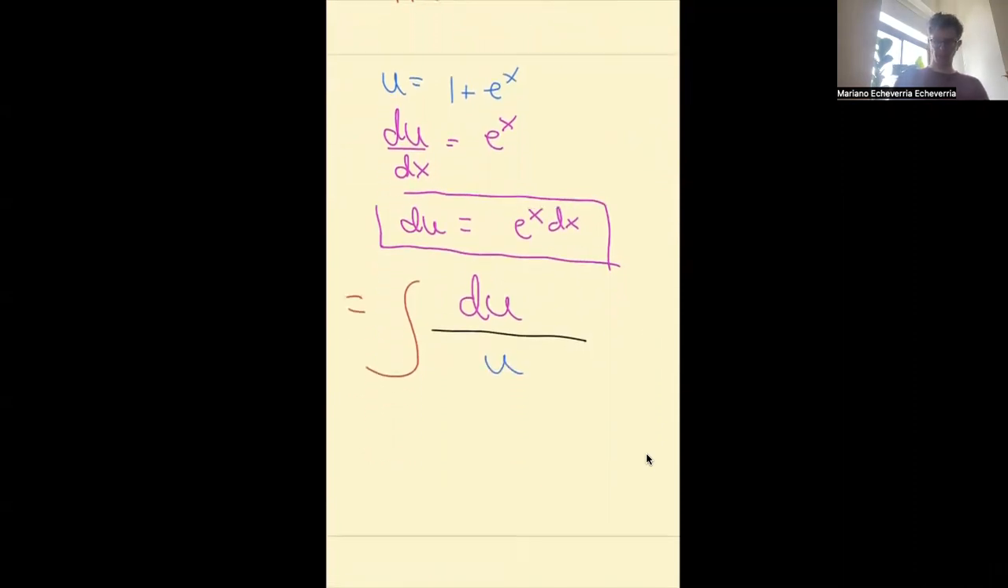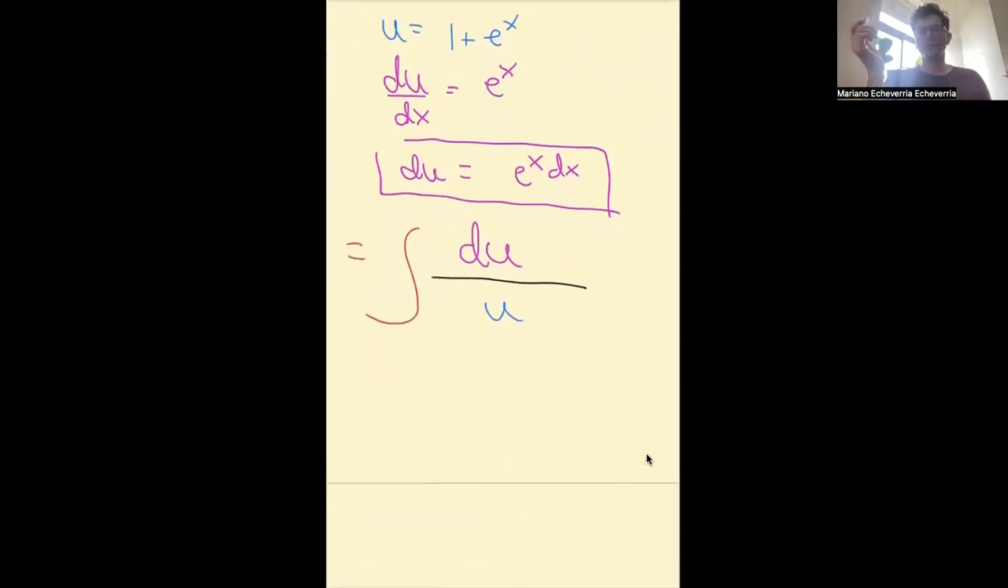Okay, good. And then what was the integral of 1 over u? Well, we knew the integral of 1 over x is natural log of x in absolute value. So it is the same, but just with u instead of x. So this is the natural log of u plus c. So this is the natural log of what is u? U is 1 plus e to the x.